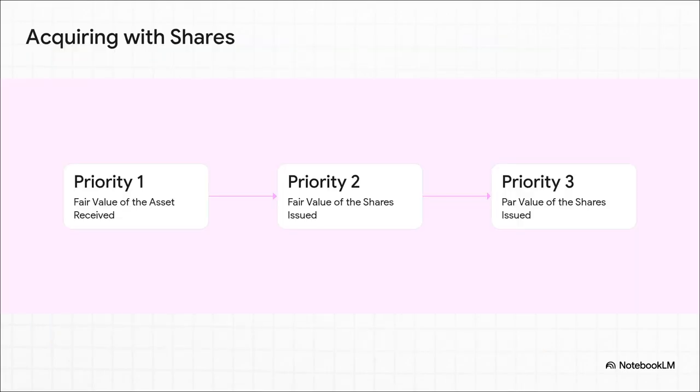Now, if you pay with shares, there is a strict hierarchy, a priority list you have to follow. You always start with the fair value of the thing you got, the asset. If you can't figure that out, then you look at the fair value of what you gave, the shares. And only if both of those are a mystery do you fall back on the par value. Memorize this order. But wait, there's a twist for bonds. The priority actually flips. When you issue bonds, you start with the fair value of what you gave, the bonds themselves. Then you move to the asset received.